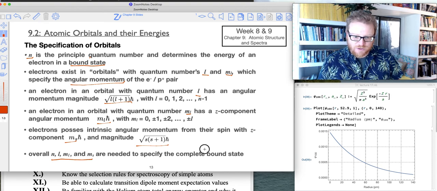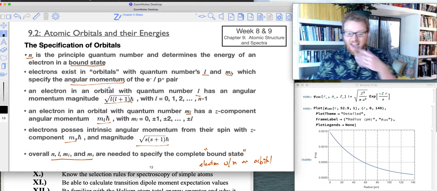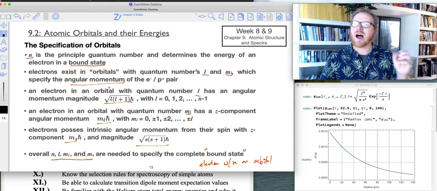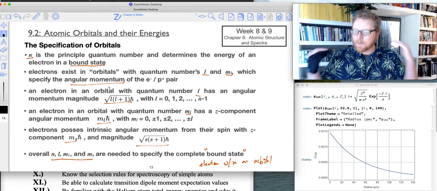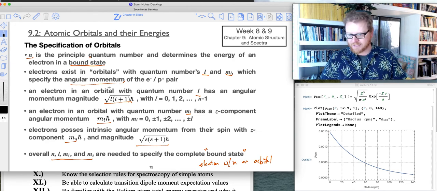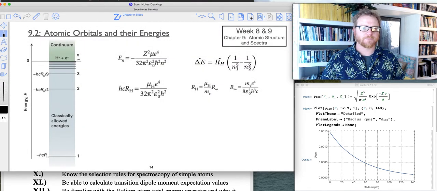And when we're using this term bound state, we're really referring to an electron within an orbital. Our classic view of chemistry, not even of physical chemistry, just chemistry in general, is that an electron in an orbital is a bound state described by N, L, ML, and MS. Okay, very cool. So let's move on.